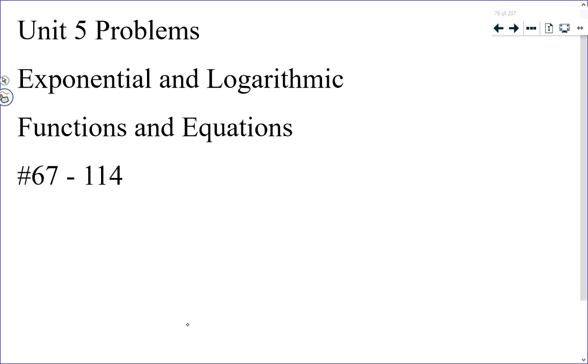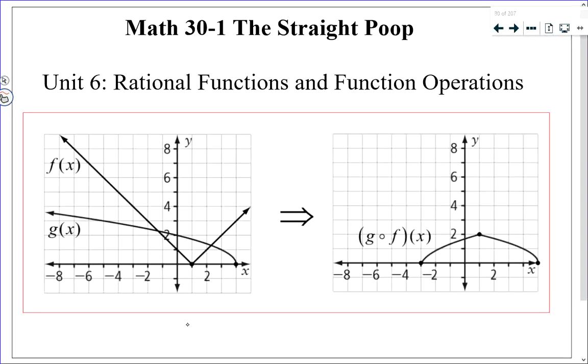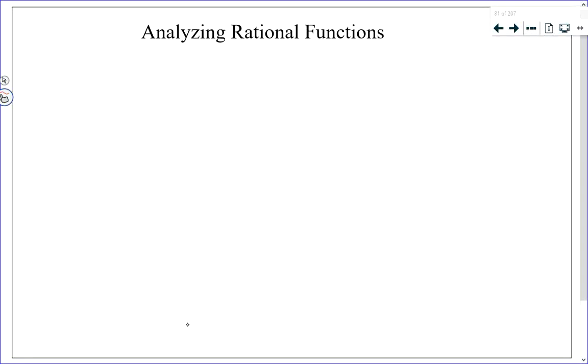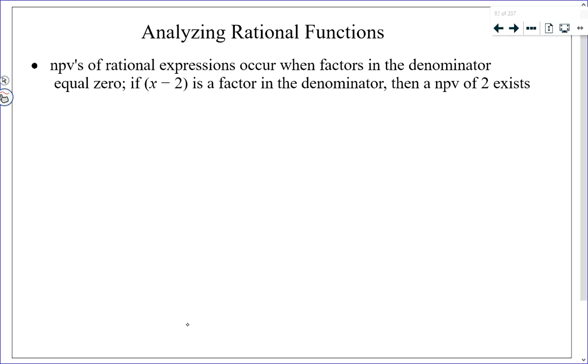And that's Unit 5, and the questions in your handout with all the 300 or so questions dealing with Unit 5 are numbers 67 to 114. Unit 6 is rational functions and function operations. We started off by analyzing rational functions.